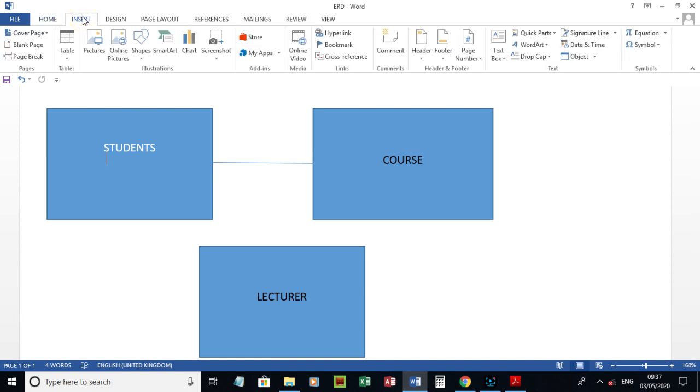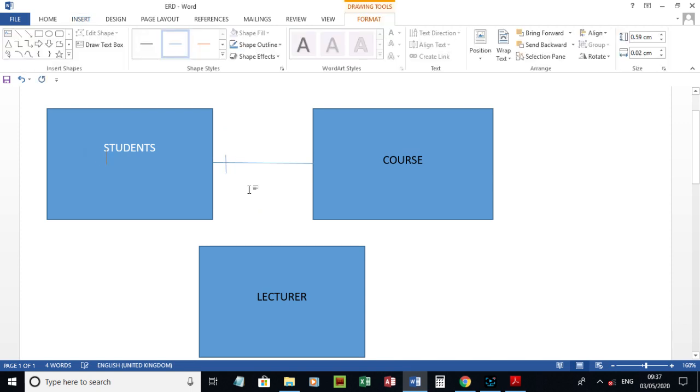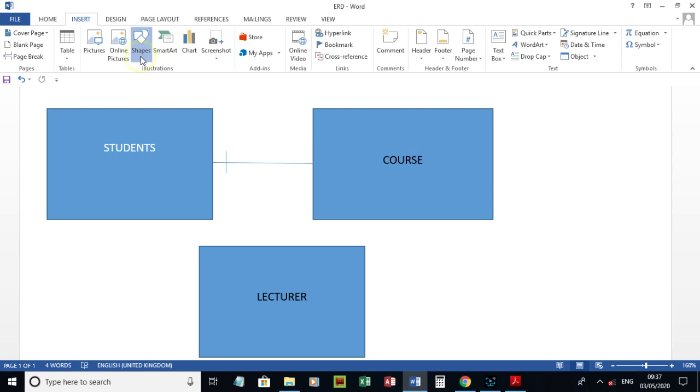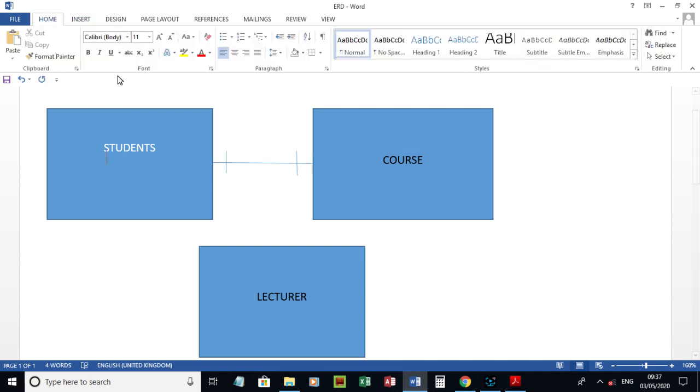So how do we do the other one? Insert shapes, then we can also say one student can have what? Can register for how many courses? If the policy says the student can register for one course, then this is how it is going to look. One to one.